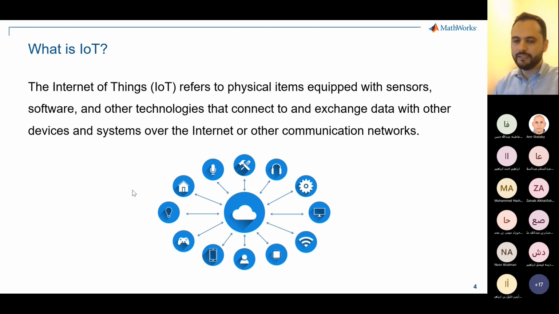So what is IoT? The Internet of Things refers to physical items equipped with sensors. Definitely you want to have a reading for something that is happening out there, whether it's temperature, humidity, or wind speed. There are so many kinds of sensors that you want to read somewhere in this world. You will be installing that sensor somewhere, and the technology of transferring the data from a sensor to another device somewhere else over the internet is called Internet of Things.